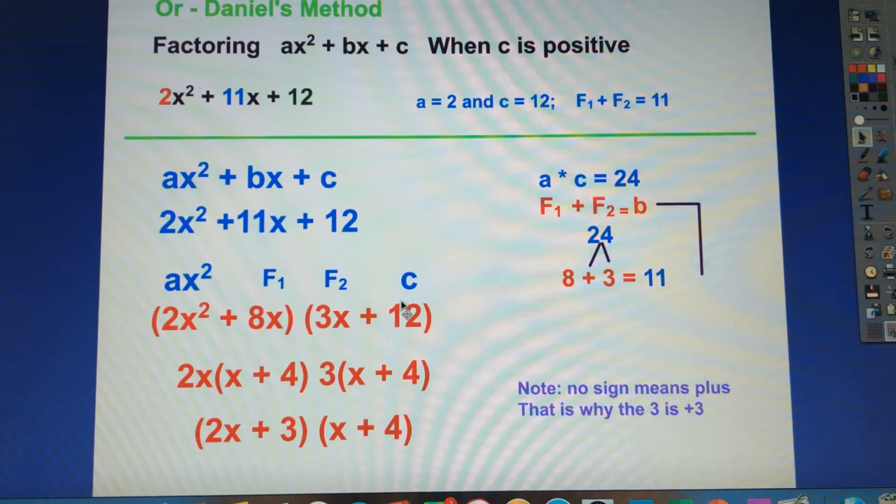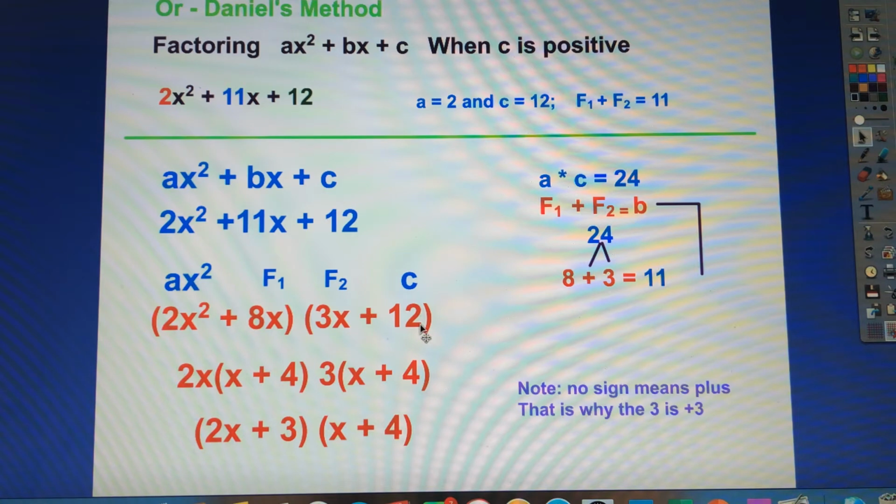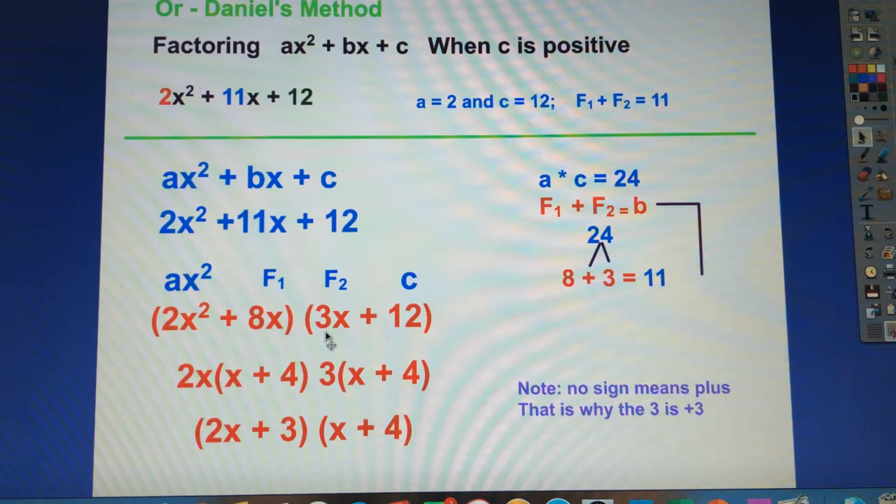All right, I come back here. I repeat my first term, ax squared. I repeat c as my last term. In the middle, I list my factors of 24 that are going to equal 11, 8x and 3x. When I add them together, I get 11x. The problem, I have this binomial, but it's not cleaned up. I have a common factor inside each binomial, and I need to pull those out. The common factor here is 2x.